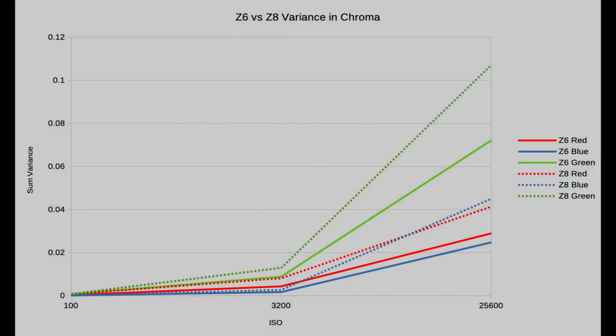Actually, the more interesting story is the chrominance variation. So let's take a look at the chrominance variation. And this is basically the variation in chroma calculated on hue values as angles when converted into unit vectors in Cartesian space. We can see immediately some differences between the Z6 and the Z8.